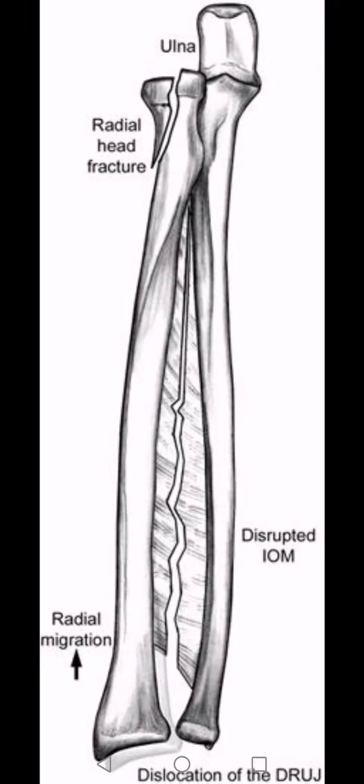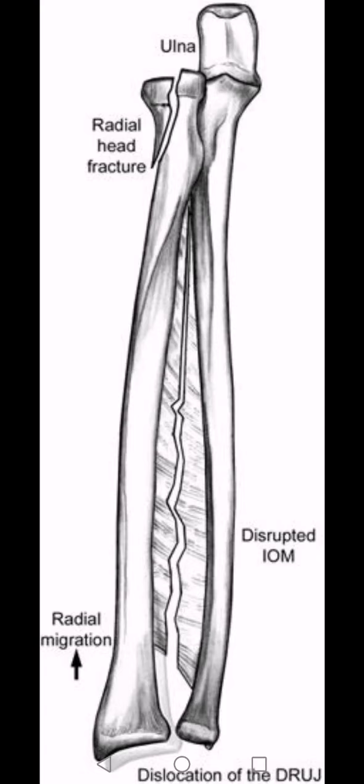Now we want to talk about the Essex-Lopresti lesion. This is defined as longitudinal disruption of the forearm interosseous ligament, usually combined with radial head fracture and/or dislocation plus distal radioulnar joint injury. It is difficult to diagnose. Wrist pain is the most sensitive sign of distal radioulnar joint injury. One should assess the distal radioulnar joint on the lateral X-ray view.